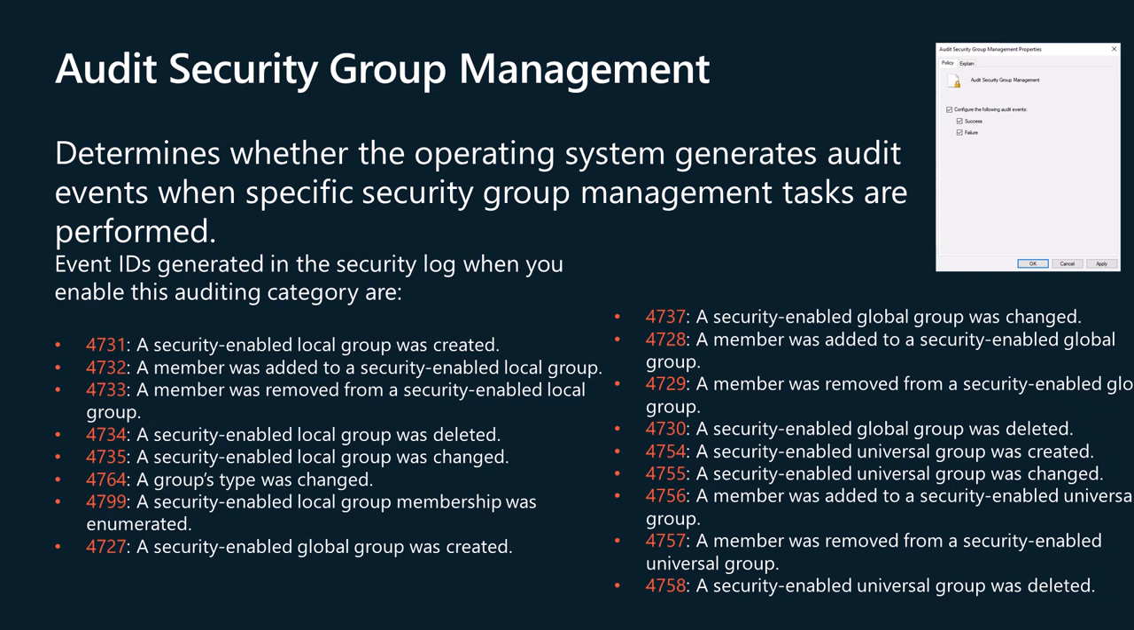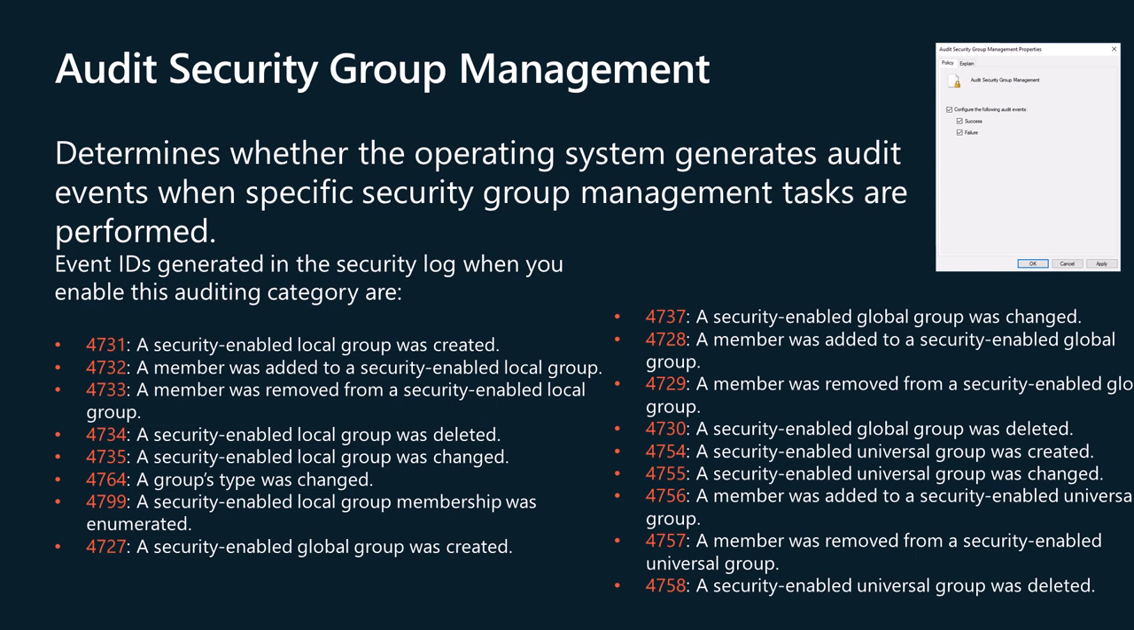The Audit Security Group Management policy determines whether the operating system generates audit events when specific security group management tasks are performed. Microsoft recommends success auditing of security groups to see new group creation events, changes, and deletion of critical groups. Also, you will get information about new members of security groups, when a member was removed from a group, and when security group membership was enumerated. Mucking about with security groups has an obvious security impact, so this policy is worth enabling.